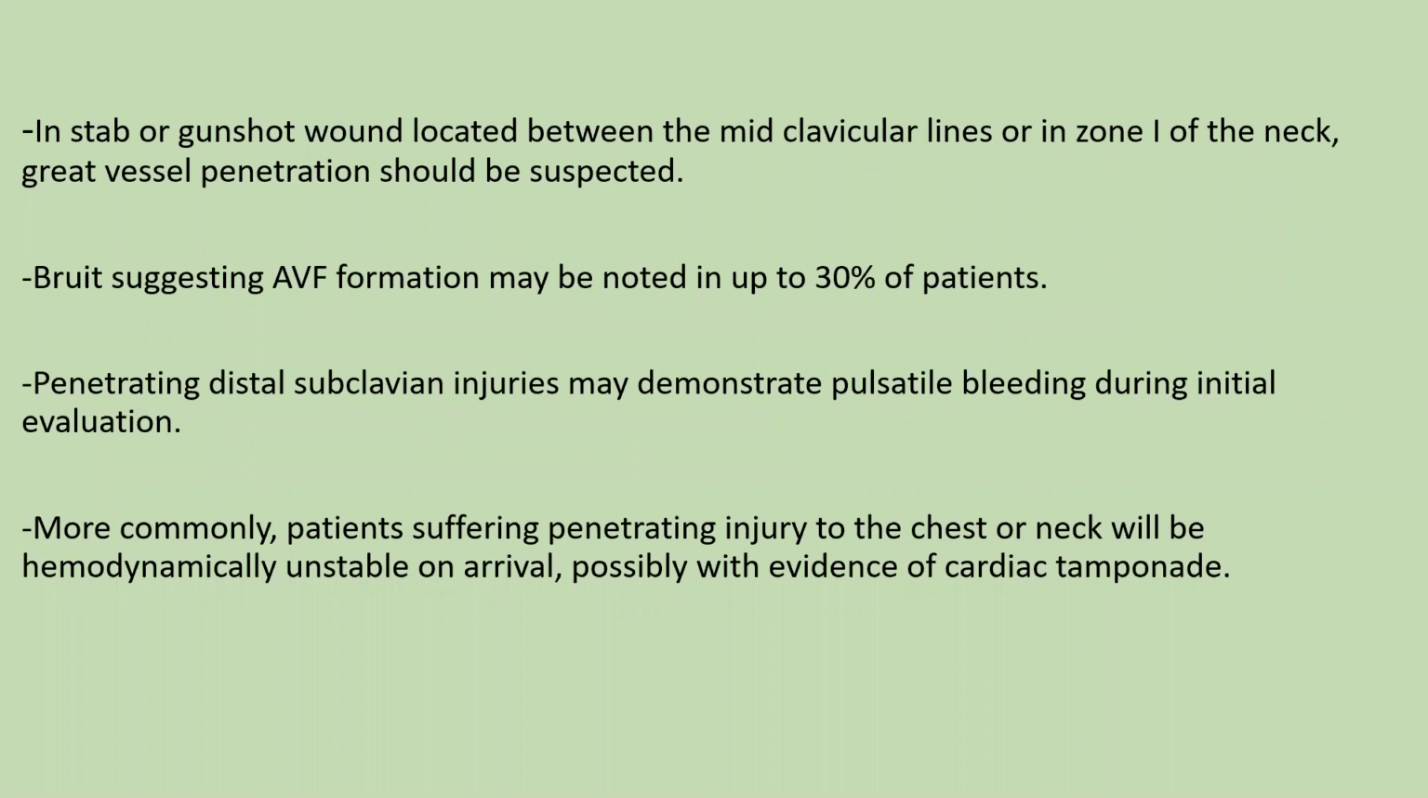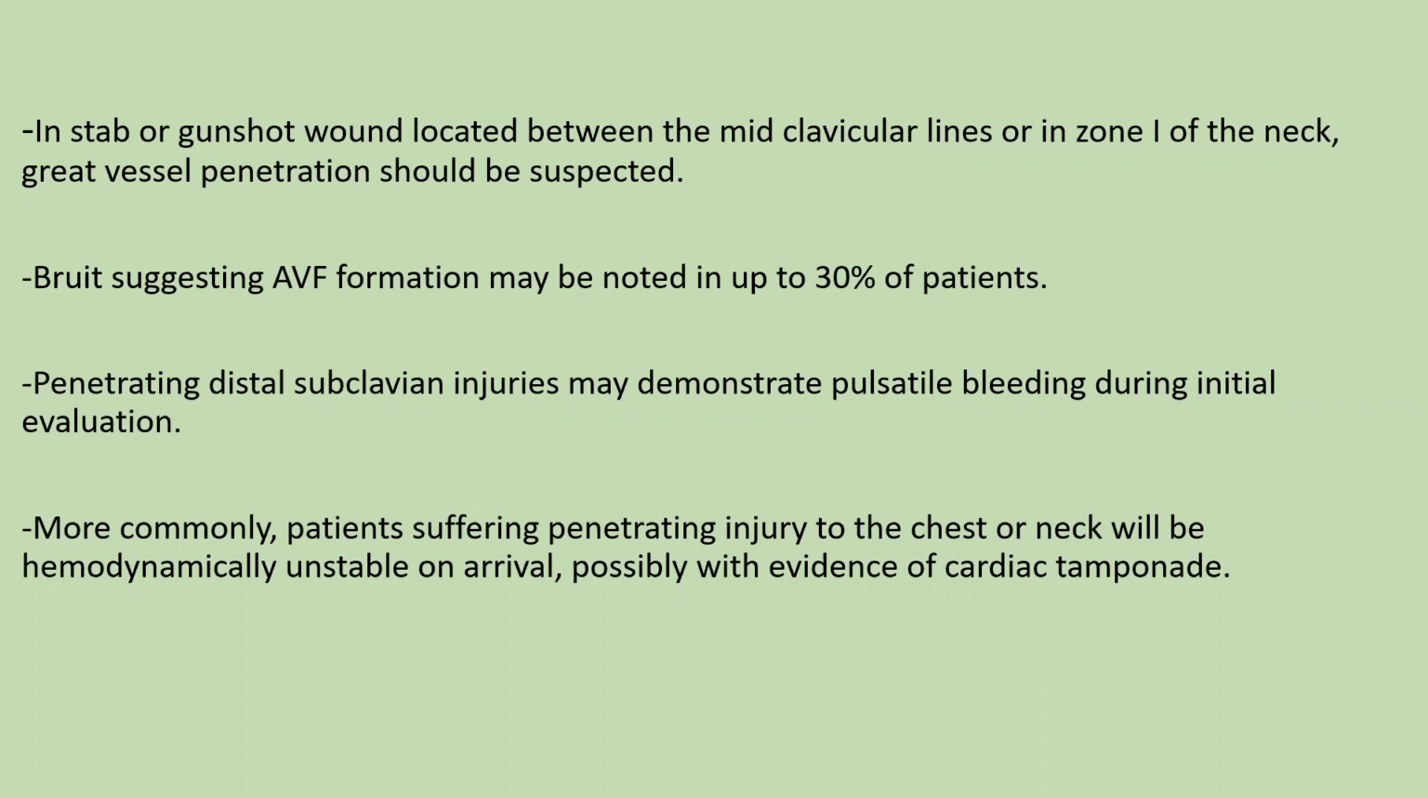With a stab or gunshot wound located between the mid-clavicular line, or zone 1 of the neck, and I mean by zone 1 the area between the thoracic inlet and the cricoid membrane, great vessel penetration should be suspected. A bruit suggesting AVF formation may be noted in up to 30% of the patients. Penetrating distal subclavian injuries may demonstrate pulsatile bleeding during initial evaluation.